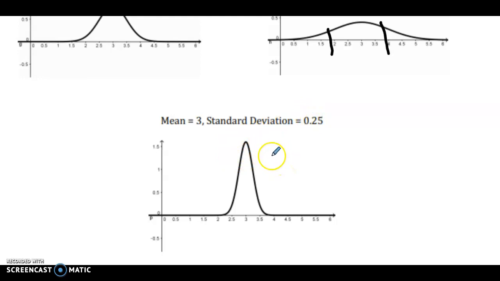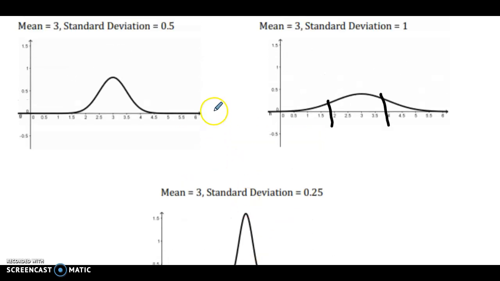So 99% of the data is within 3 standard deviations away from 3. So it's all very scrunched together as compared to a half and even more 1 standard deviation. So 68% is between 2 and 4. So the data is just more spread out when you have a standard deviation that is bigger.